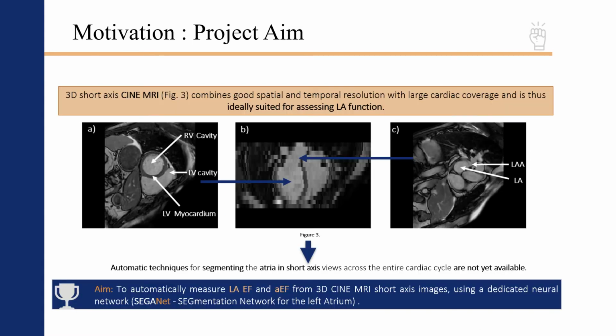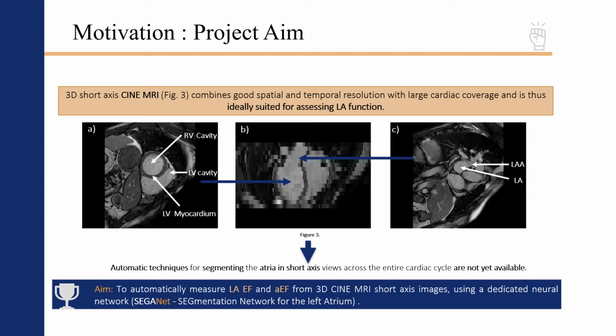Due to all the reasons described before, our project aimed to automatically measure the LAEF and AAEF from 3D CINE MRI short-axis images using a neural network to segment the data, named SEGANet. But why 3D images? 3D short-axis CINE MRI images combine good spatial and temporal resolution. So the volume estimation from these 3D images is expected to be more precise.